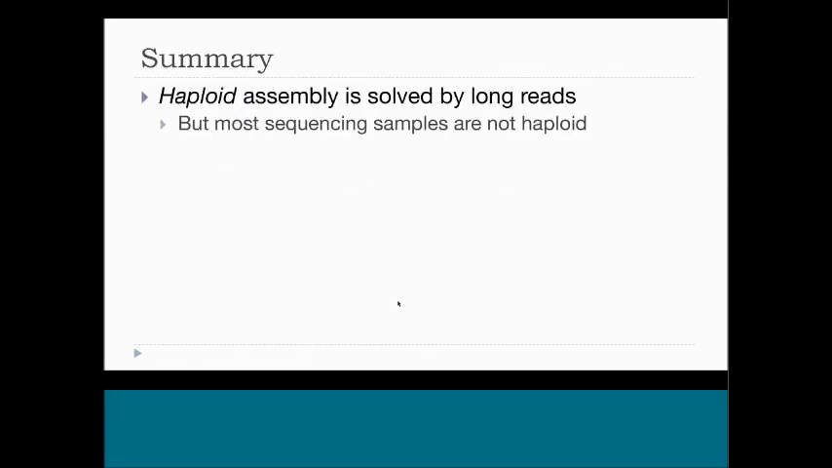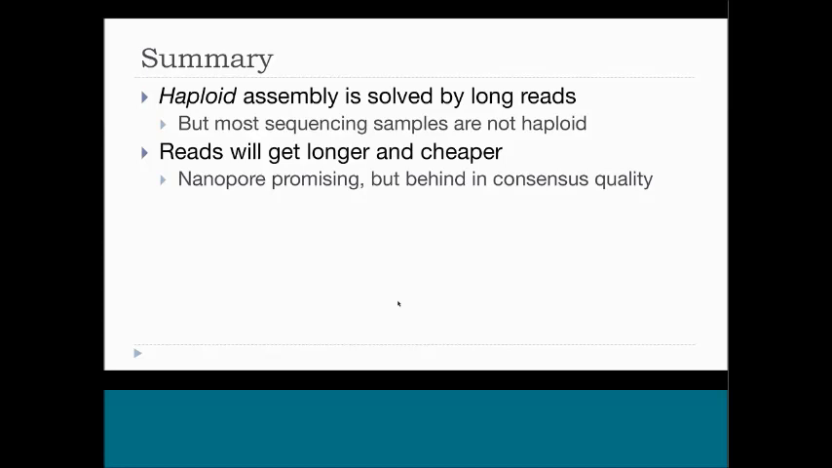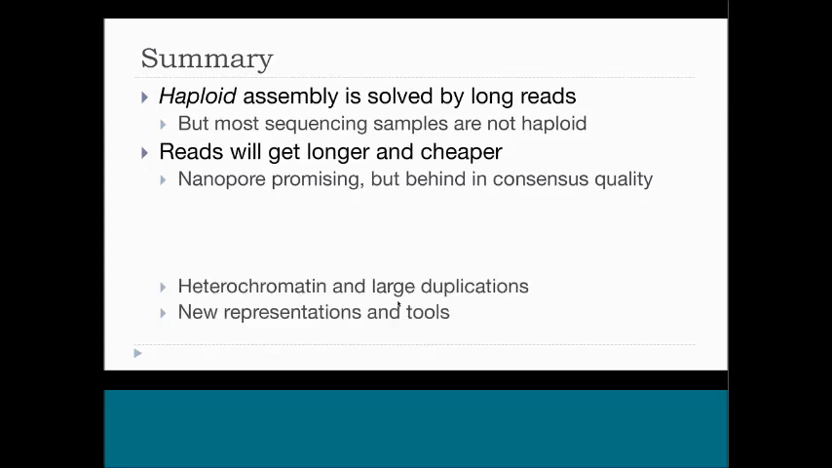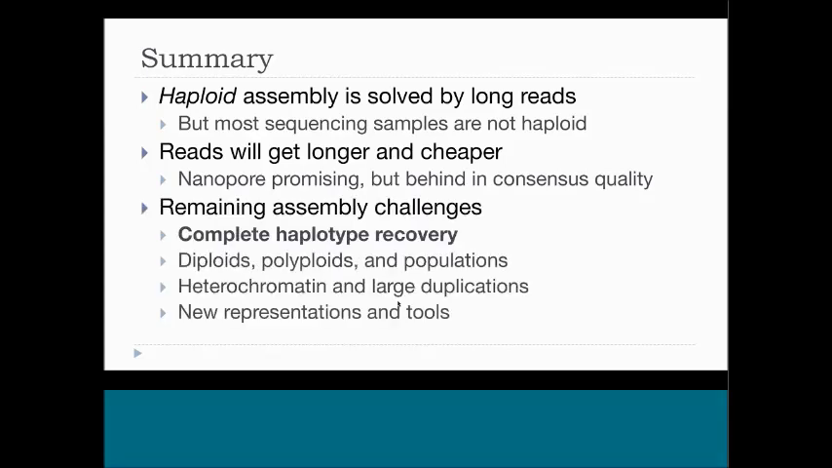To sum up, haploid assembly I really think is solved by long reads, but the problem is most samples aren't haploid. Even things that you think are inbred or are cell lines have their own variations within them that can cause problems. Reads continue to get much longer and cheaper. In particular, the nanopore ultra-long reads are very promising, but nanopore currently is still behind in terms of consensus quality, though making rapid progress on that front. So we're keeping a close eye on both PacBio and nanopore technologies. The remaining challenges, in my mind, come down to this problem of complete haplotype recovery. How can we move beyond these consensus representations and really recover complete haplotypes out of individuals from diploids, polyploids, and populations in the case of some of these insect genomes?